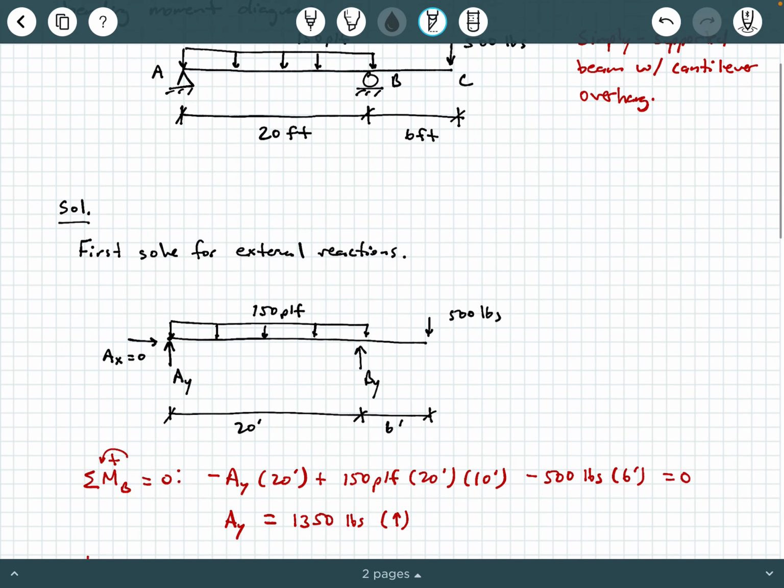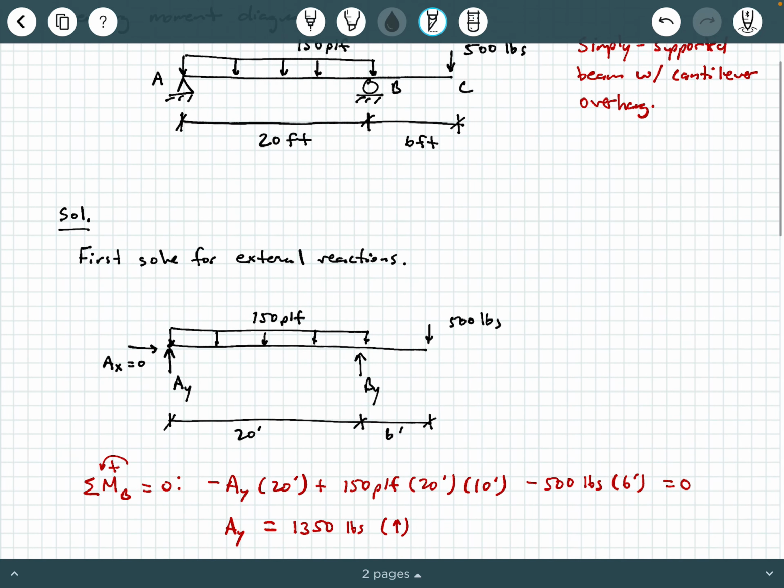To solve for these externals, the first thing I did was take the sum of the moments about this point B. I started with AY times 20 feet, and there's a negative in front because AY is causing a clockwise rotation about point B. Then plus 150 PLF times 20 feet times 10 feet, and then minus 500 pounds times 6 feet equals 0. I solved for AY to get 1,350 pounds going up.